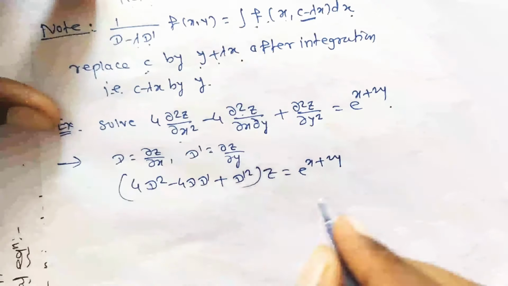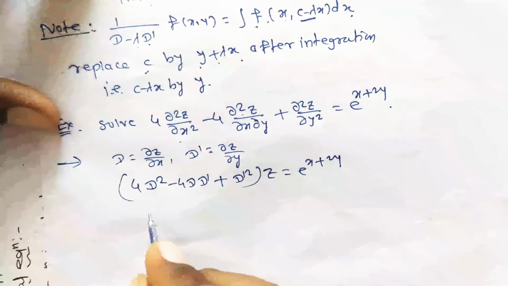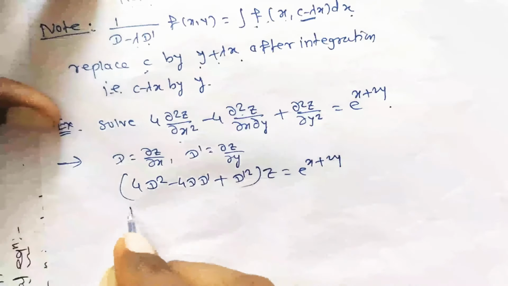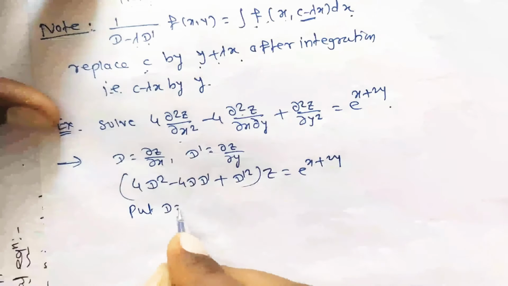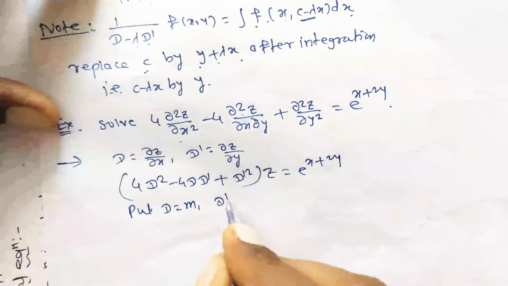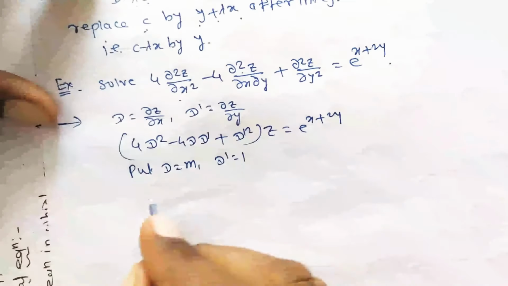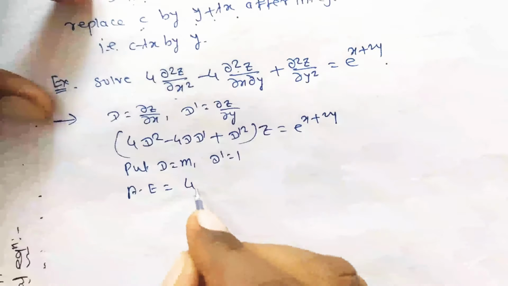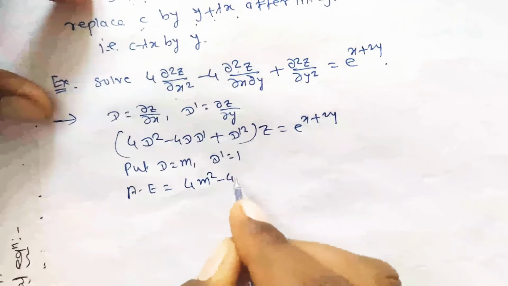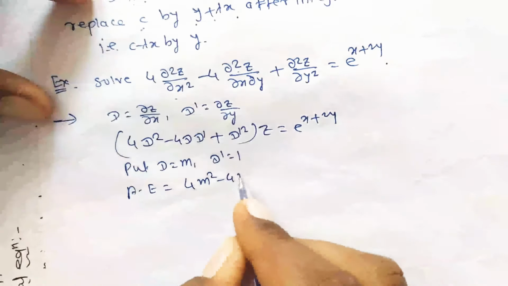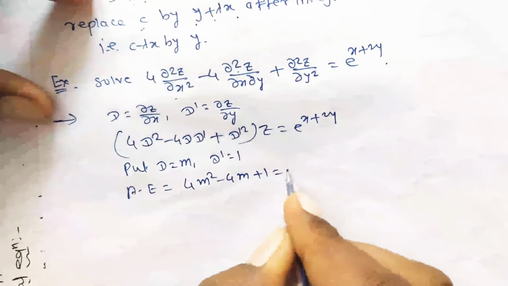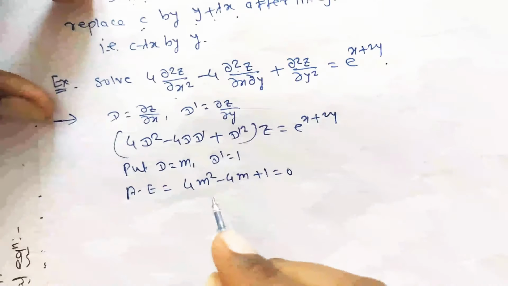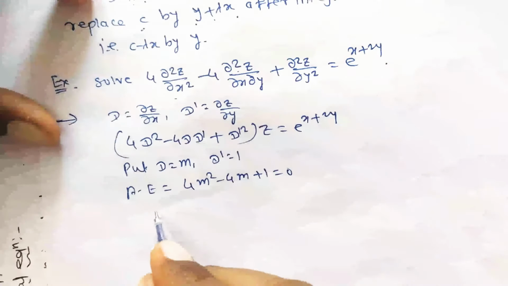Okay, so here we have to write the auxiliary equation first. You know that the complete solution of this partial differential equation is CF plus PI. So first we have to find the complementary function and then the particular integral. So put D equal to m and D dash equal to 1. Then we can write the auxiliary equation as 4m² minus 4m plus 1 equal to 0, because D dash is 1 and D equal to m. So this is quadratic in m. You have to find the roots here. So how do we find the roots?